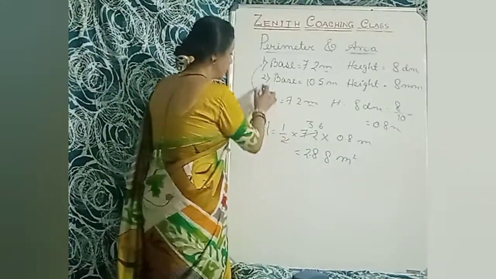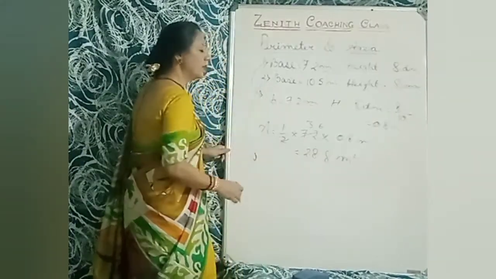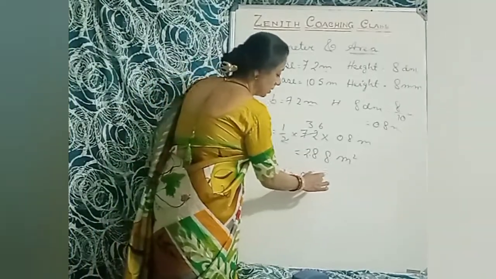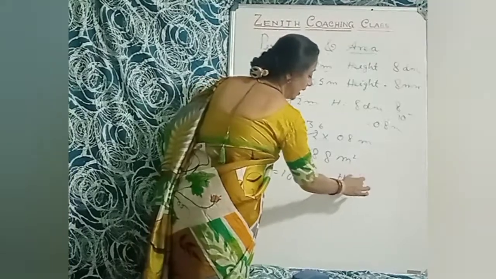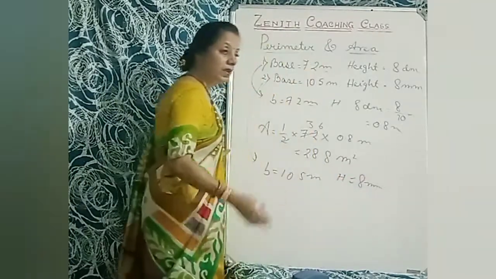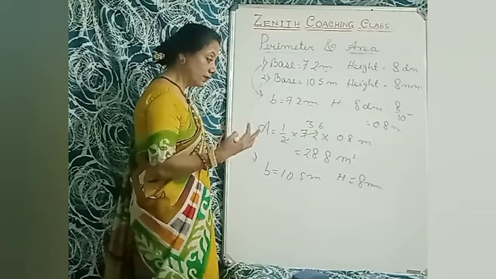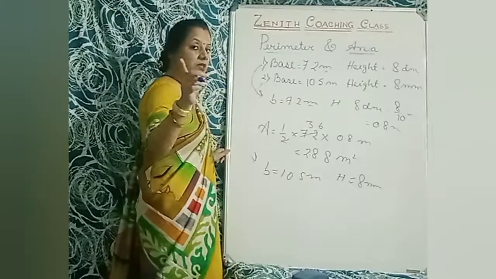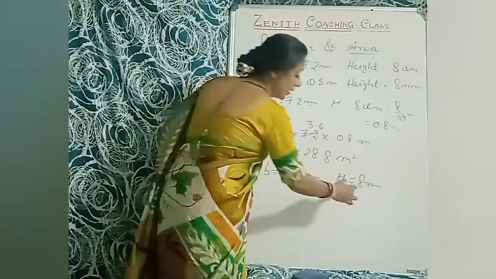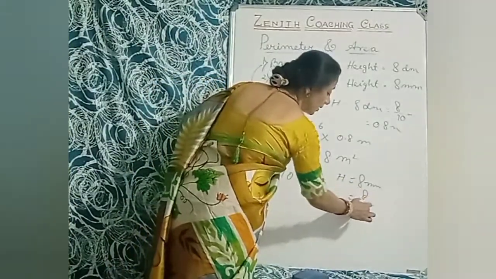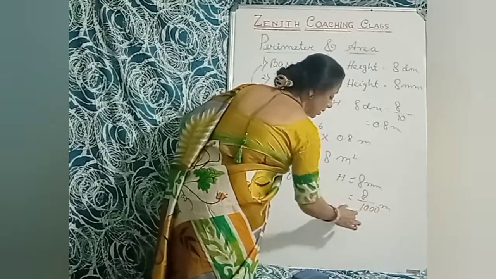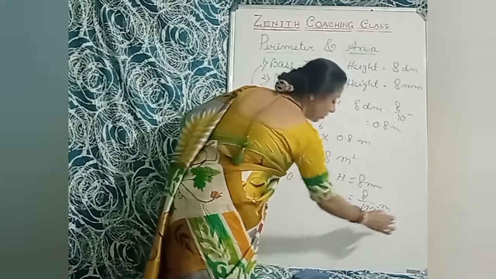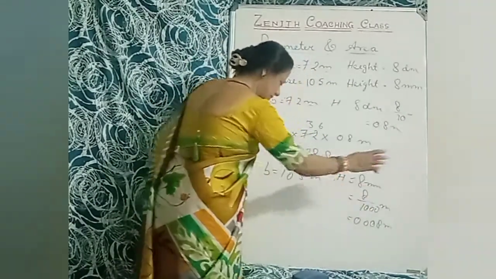Sixth sum, that is base equals 10.5 meter. Now height equals 8 millimeter. To convert millimeter to meter, what to do? That is meter, decimeter, centimeter, millimeter, so you have to divide it by 1000. 8 by 1000 to convert in meter, that is 0.008 meter. Okay. You can give it this way also.